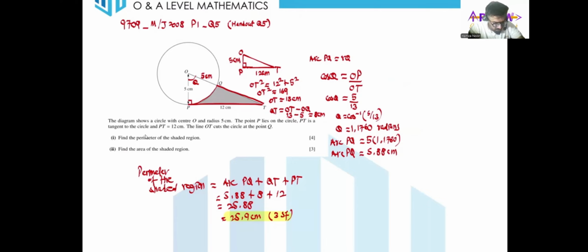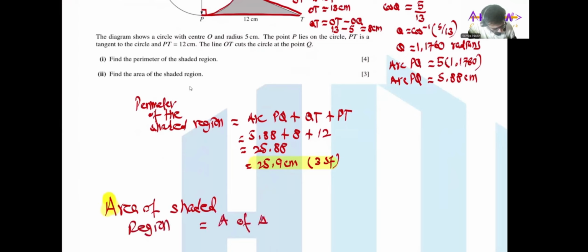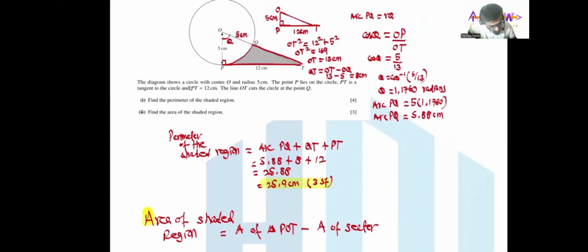In order to find the area of the shaded region, first of all, we are going to find the area of this triangle POT, and from that, we are going to subtract the area of sector POQ.